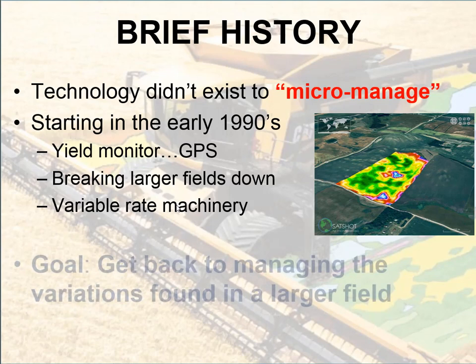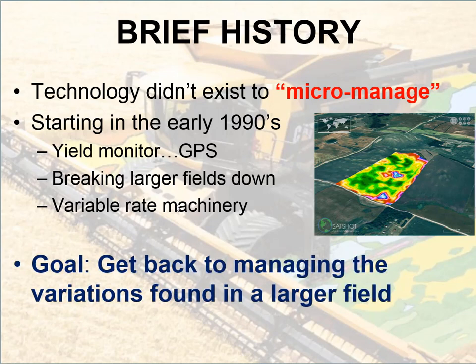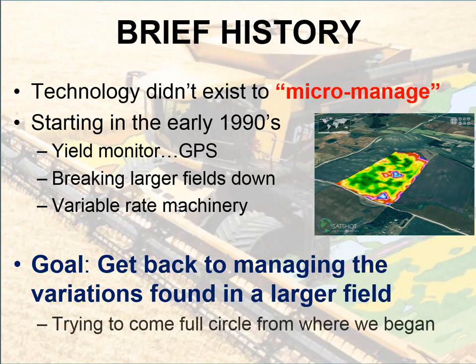So the goal of Precision Ag has been getting back to managing the variations that we find in a field. It says a larger field, but any size of field. It could be a 2-acre field. There's going to be variations in that field. So the goal with Precision Ag is we're trying to get back to managing those variations. In essence, we're trying to come full circle from where it all began. Back to the native Indians, the Incas down in Central America, some of the world's first farmers. Getting back to giving that seed the best potential it has.